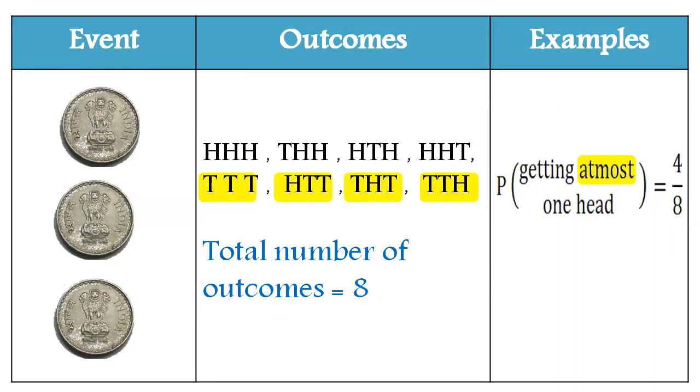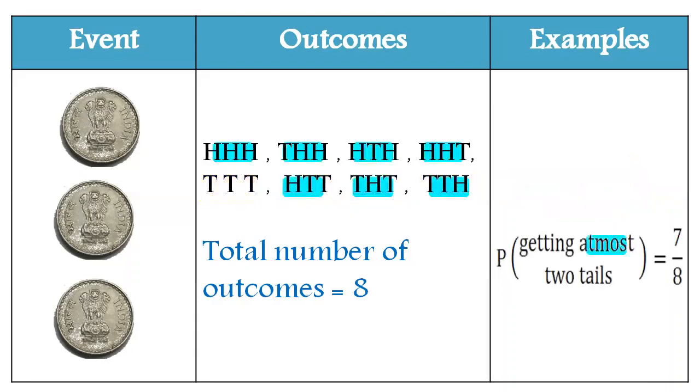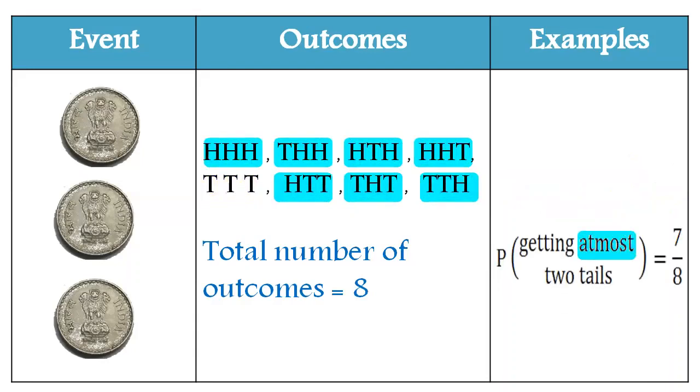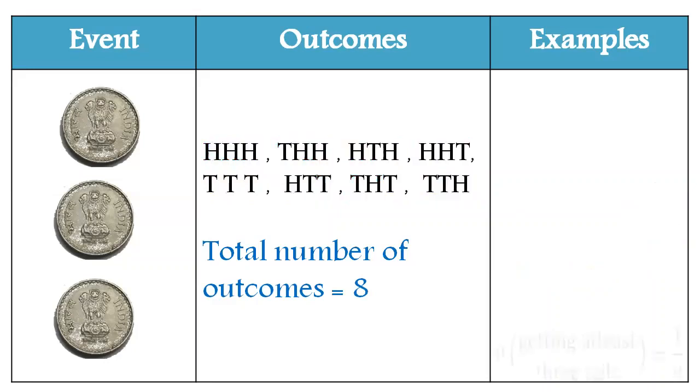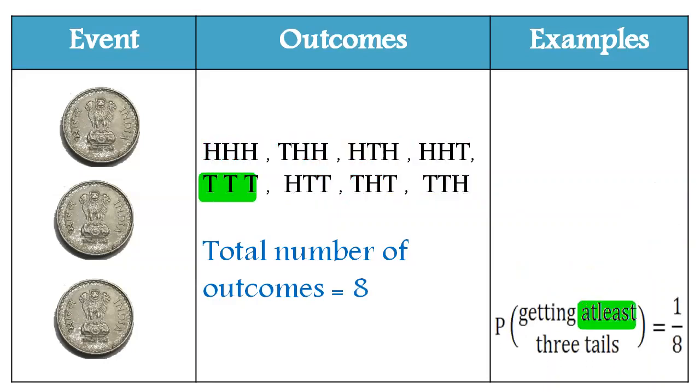See the other one. Probability of getting at most two tails means the outcomes with maximum two tails, one tail and no tail will be counted, and it comes as 7 by 8. See the last one. Probability of getting at least 3 tails means the outcomes with minimum 3 tails. More tails we don't have. So the probability comes as 1 by 8. Remember, coins should be unbiased.